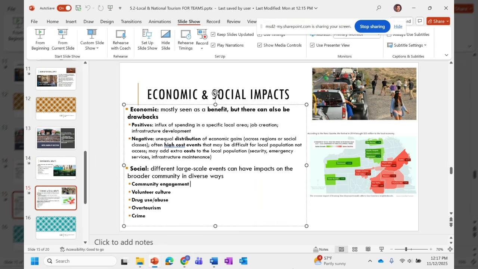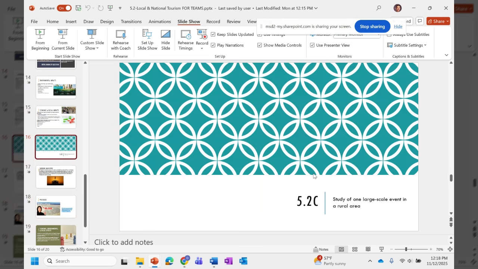Are those economic gains felt across the entire population, especially the local population that's hosting the event? Or is it more for the corporations and people that are outside of that local economy? So it's just looking at the power and the stakeholders of those issues. And then also socially, does it create positive social outcomes, or does it lead to things related to drug abuse, over-tourism, and crime? We did a whole big long case study on Burning Man.